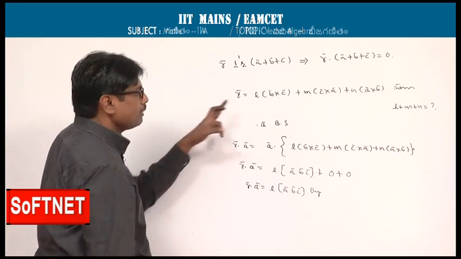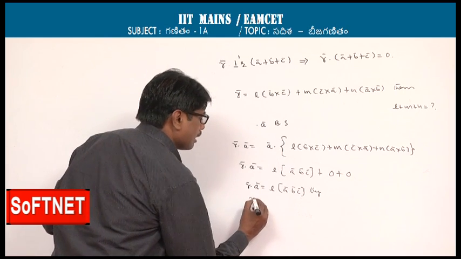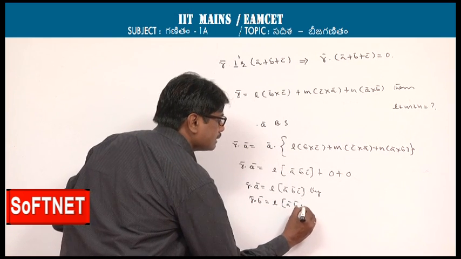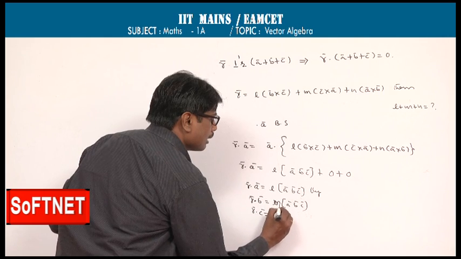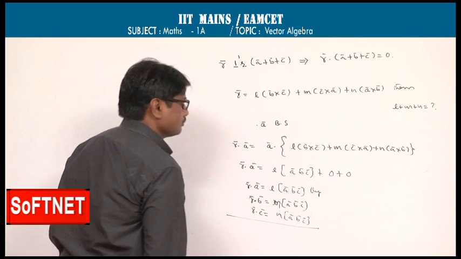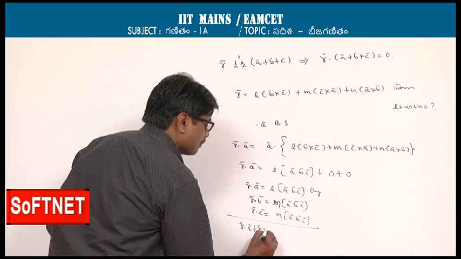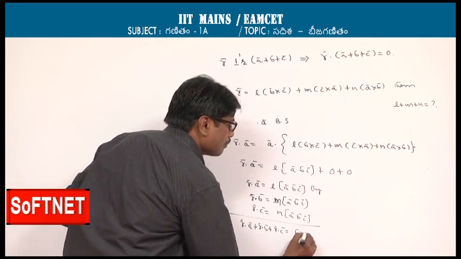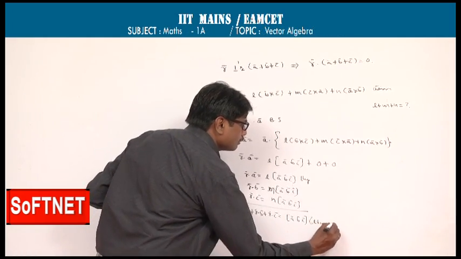Similarly, apply dot b bar, apply dot c bar. Then we can say that r bar dot b bar is equal to m times of box ABC and r bar dot c bar is equal to n times of box ABC. On adding both sides, r bar dot a bar plus r bar dot b bar plus r bar dot c bar is equal to, as I took a bar, b bar, c bar box common, it will be L plus m plus n.